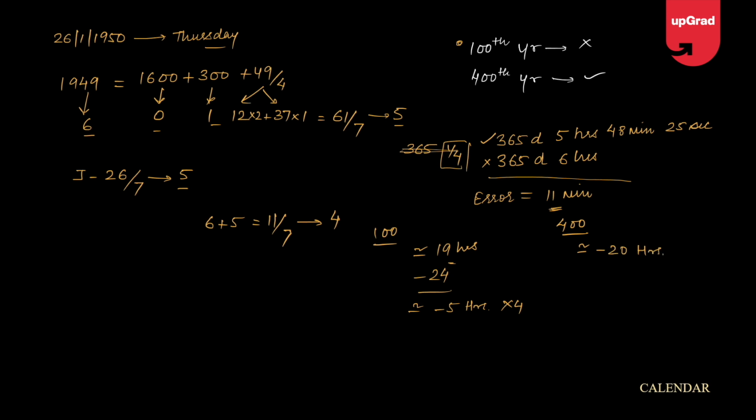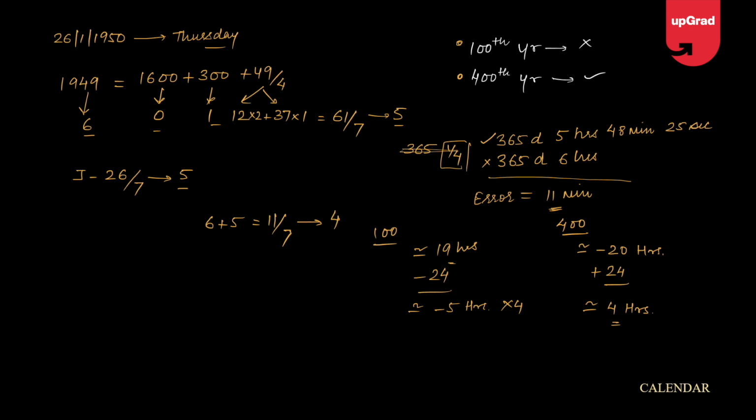Now, to compensate for this error, we added a day to 400th year, thereby making it a leap year. And that's where the error now becomes somewhere around 4 hours. So the error which was supposed to be 11 minutes in a year, around 19 hours in 100 years, around minus 20 hours in 400 years, is just 4 hours in 400 years now. And that's the reason why 100th is not a leap year, whereas 400th year is a leap year.